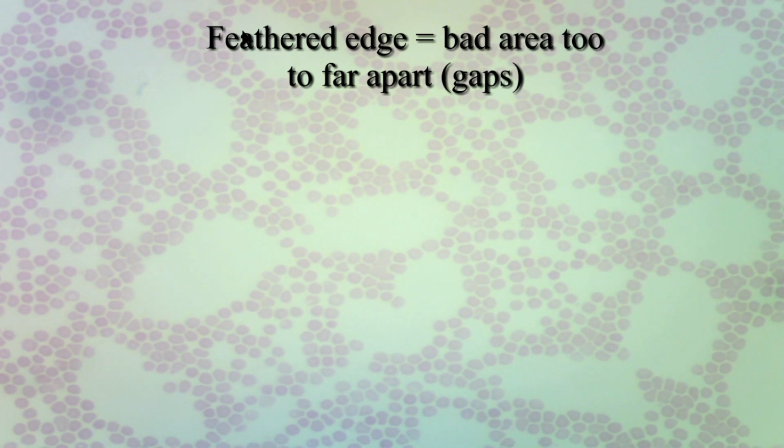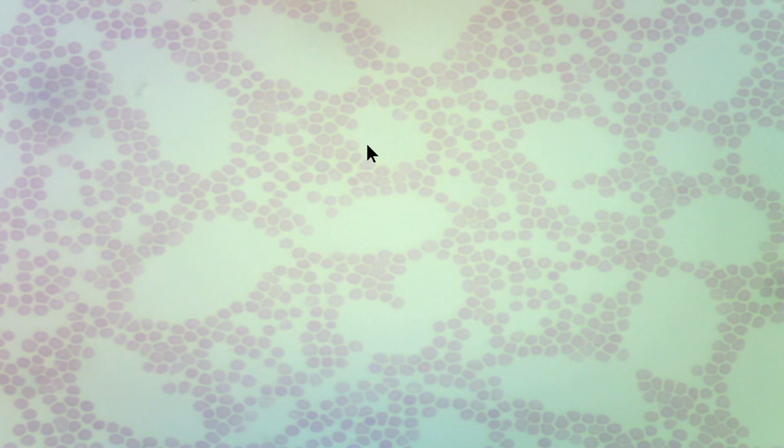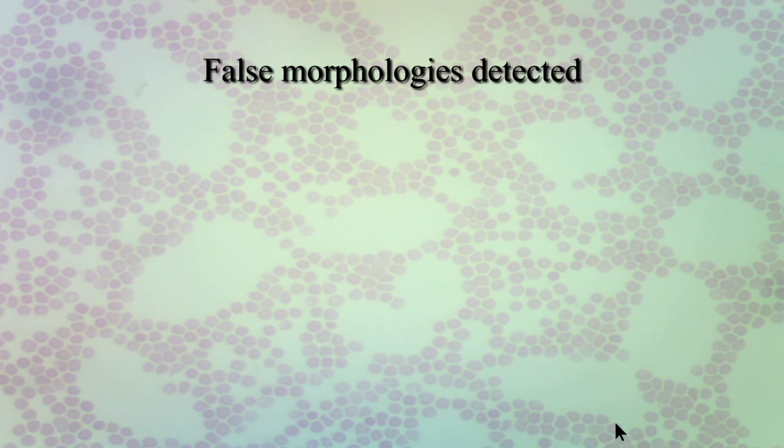Feather edge is the area that the cells are too far apart. You have these gaps of air in between there, and cells have the tendency of losing their morphological characteristics when you look at them in this part of the smear. RBCs are going to look like spherocytes and they are going to appear round. However, that is not true about the characteristic of those cells. So cells lose their morphological characteristics in this area. So this area is also not a good area to observe the morphology of the red blood cells.